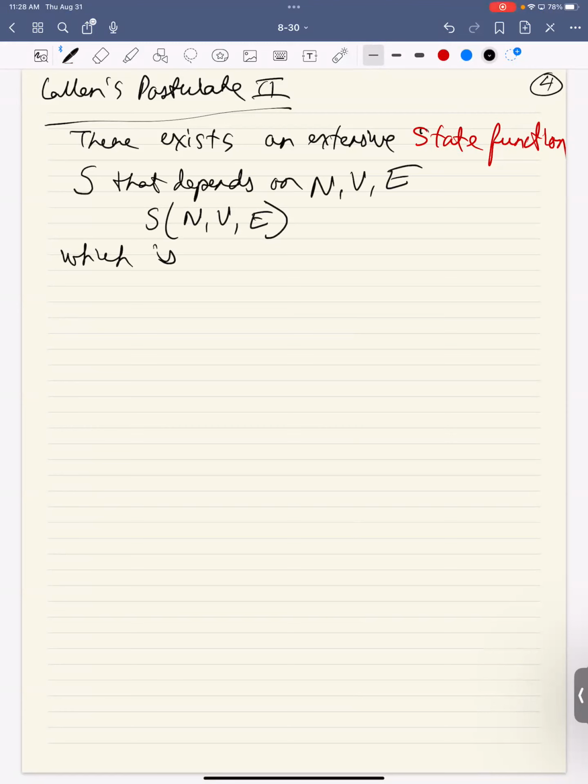Callan's postulate 2 is made up of many, many parts. This is the first part, that there exists an extensive, again, it's loaded, it will double if you increase the number of particles, there exists an extensive state function, S of N, V, E. So that's our first part of the postulate. And there are going to be 3 or 4 more parts, which is defined for all equilibrium states. This is our second part. For any equilibrium state, you can define such a state function.